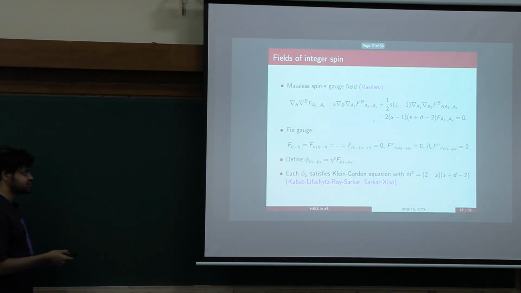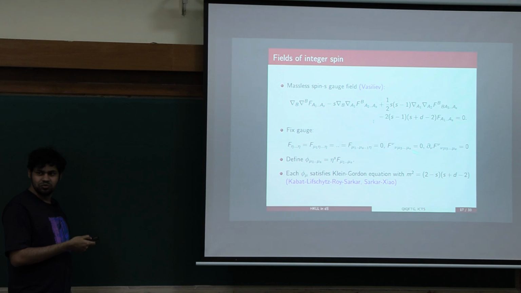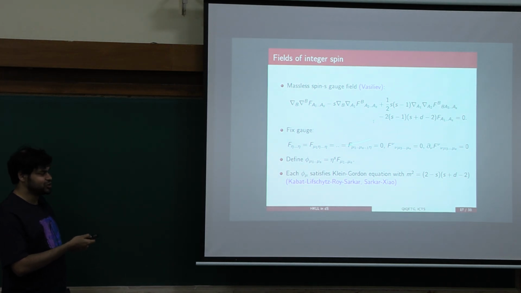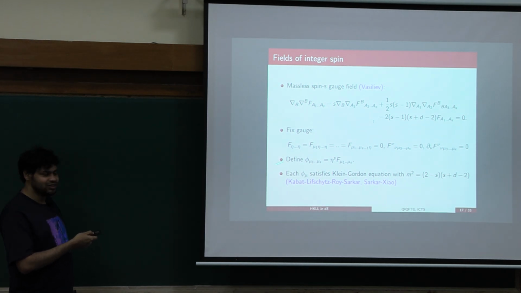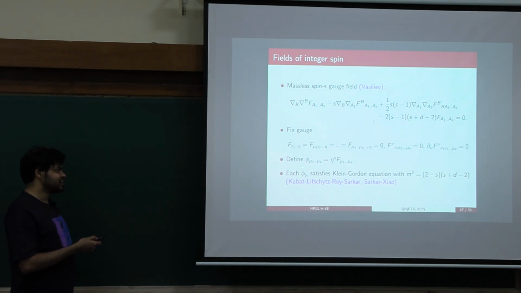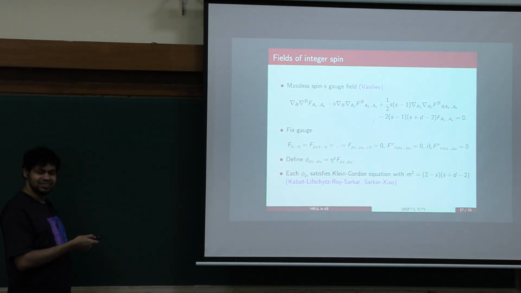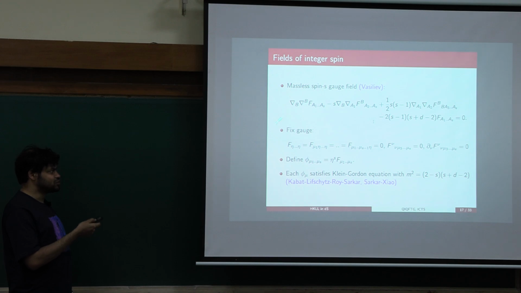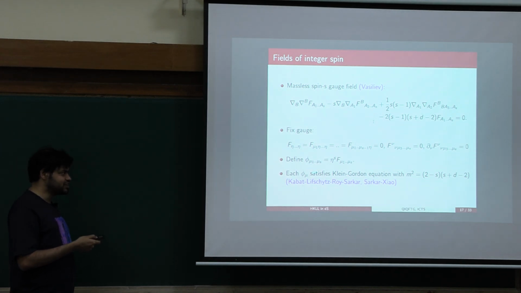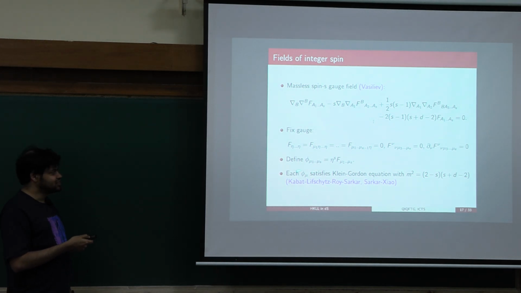There is no mass, so these are massless fields, but you take this equation of motion, you go to a particular gauge, and you define some effective fields like this, and then you substitute back in the equation, you find that these phi's satisfy Klein-Gordon, all of them satisfy, so there will be multiple phi's satisfying Klein-Gordon equation with this.